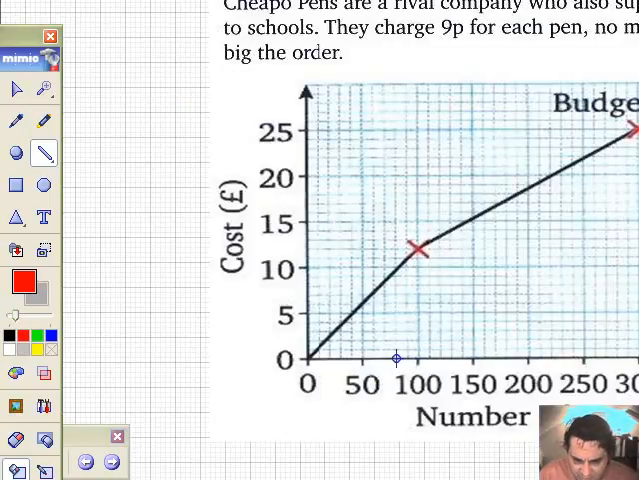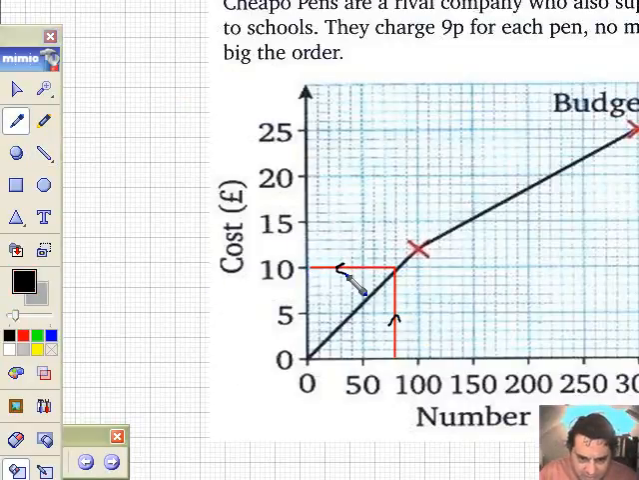80 pens, well that's 2 squares back from 100. Hit that, turn left, show the examiner what my brain did. I went up there, and turn it. That's not too bad. 80 pens costs a tenner. So let me just write it up here.